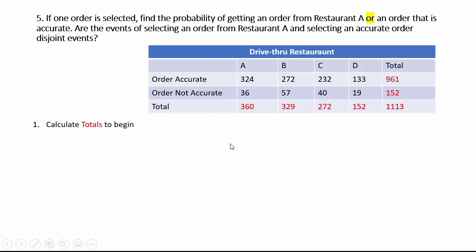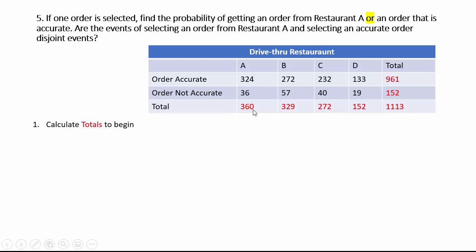To begin with, it's just easier if you calculate all the totals, right? So you can go across here and add these 4 numbers, 324, 272, 232, and 133, to get 961. Add up 36, 57, 40, 19 to get 152. If you add these 2 together, you'll get 1,113, which is the total number of respondents.